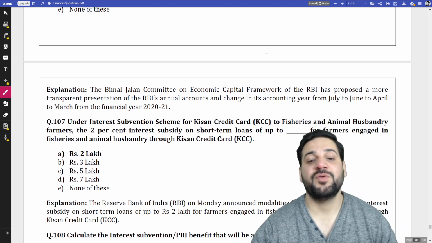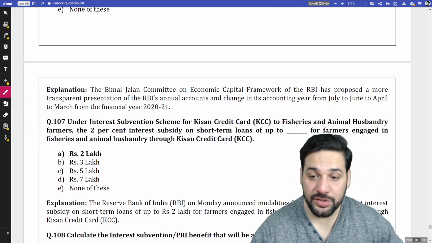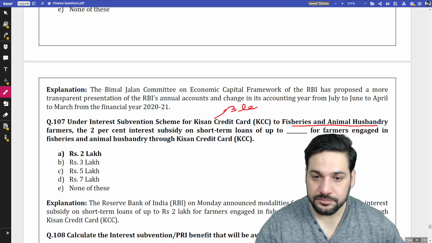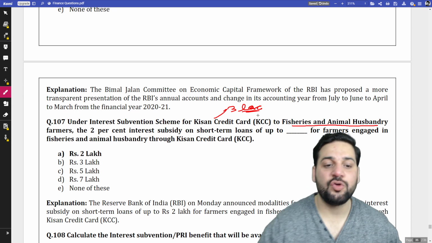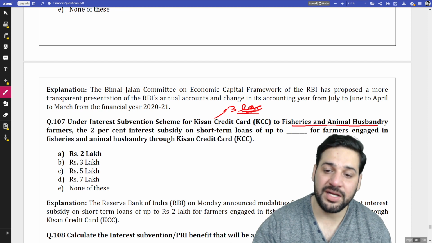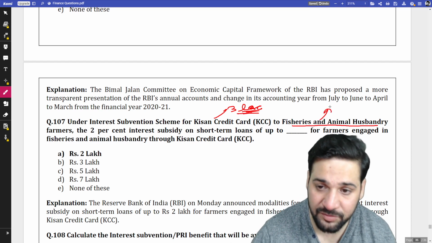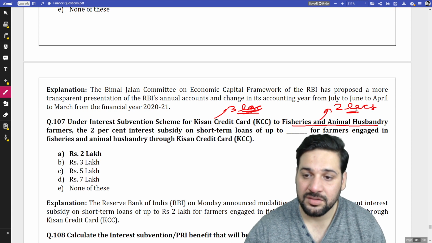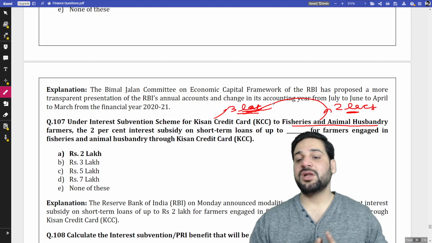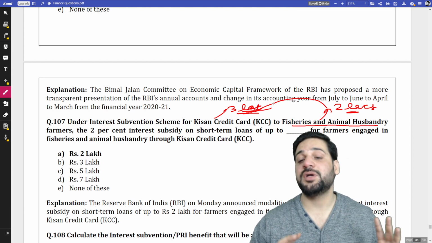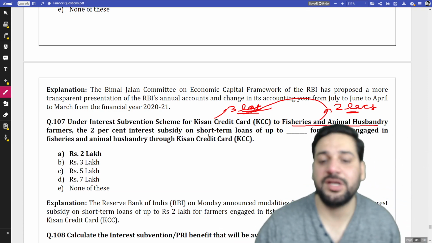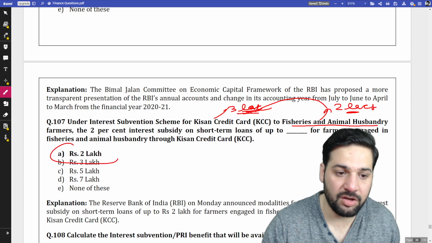Under the interest subvention scheme for the Kisan credit card for fisheries and animal husbandry, see students, there is a limit of 3 lakh rupees to get this benefit. The overall limit is 3 lakh, but the limit for the fisheries and animal husbandry farmer is 2 lakh. So this 2 lakh is part of this 3 lakh. So the total limit is 3 lakh, and under animal husbandry and fishery, that limit is 2 lakh rupees. I'll give you an example. 2% interest subsidy would be provided on short term loans up to 2 lakh rupees. I already told you this thing here.